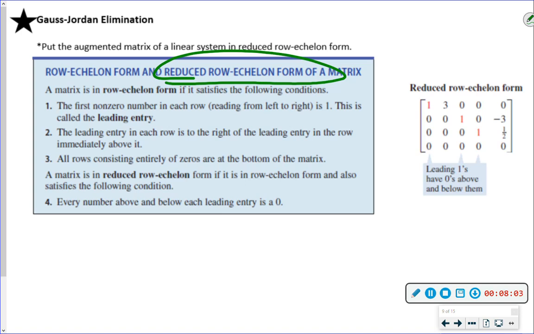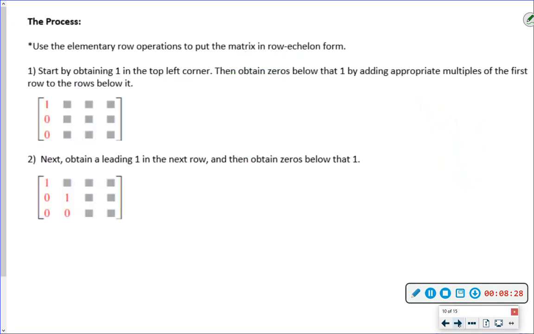Reduced row echelon form. You want diagonal ones, mine are in red, wish we had color copy machines, diagonal ones, and then the numbers below and above them are zeros. So ours is going to be a little bit more specific. This is just a general version. You will have a straight diagonal of ones, zeros above and below. The last column can be anything. I don't care what the last column is. Whatever. That's what we're after.